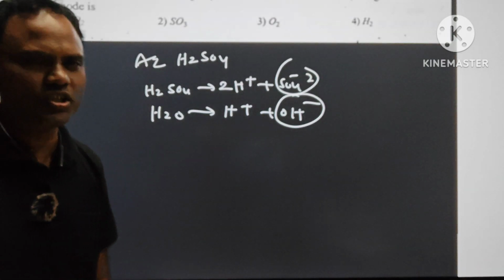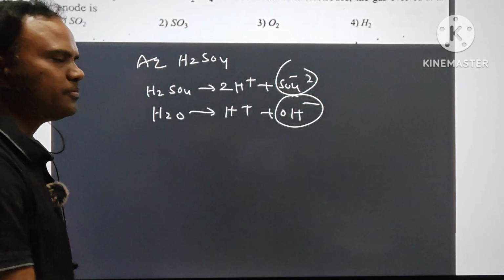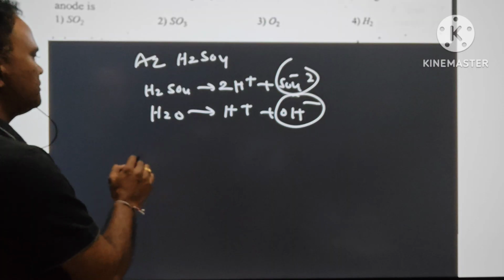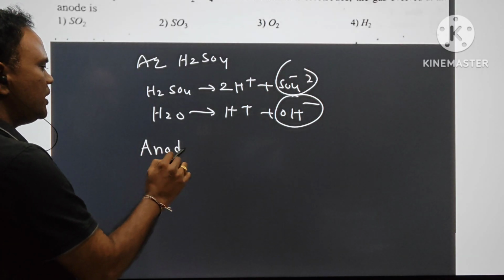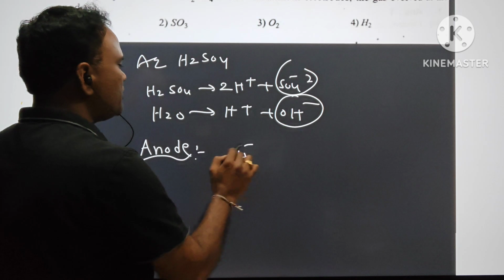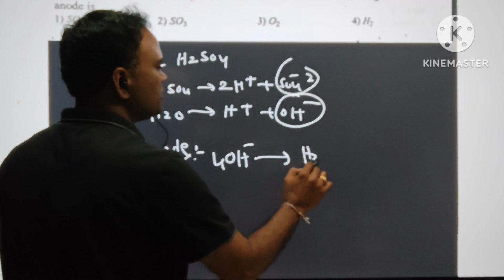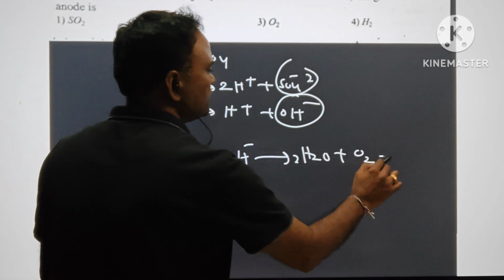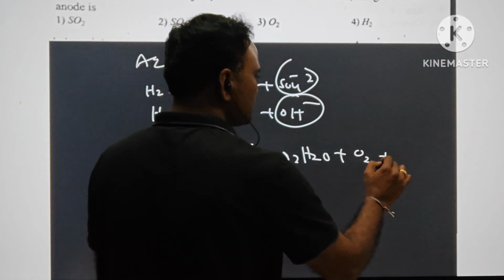OH minus is having low discharge potential, right? So OH minus undergoes oxidation at the anode. See the order, which is having low discharge potential: OH minus. What is the product when OH minus undergoes oxidation? Tell me.